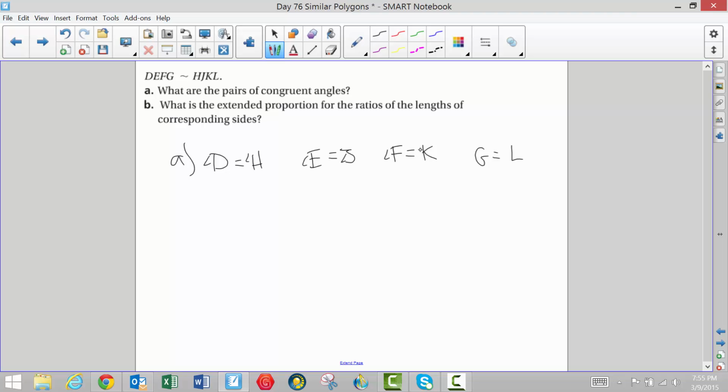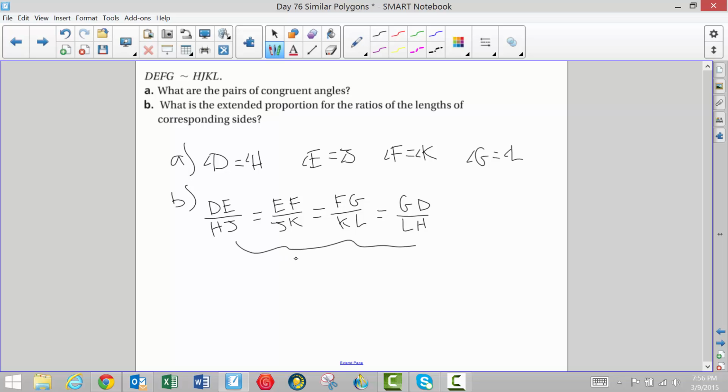Remember, corresponding angles are congruent in similarity. And my extended ratios mean that all the ratios between corresponding sides are also congruent. So I have DE over HJ is the same as EF over JK, same as FG over KL, and I have GD over LH. And remember, this is my scale factor.